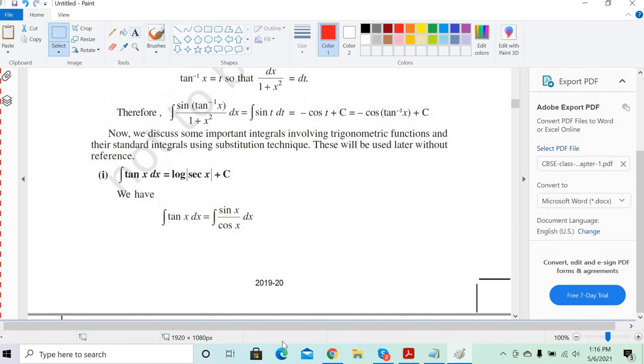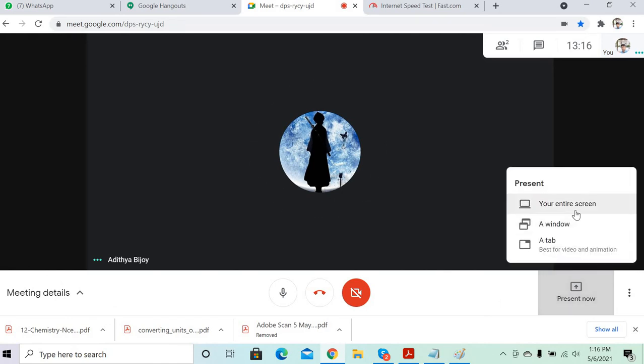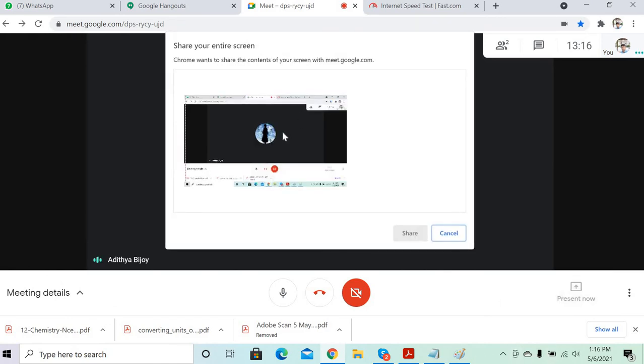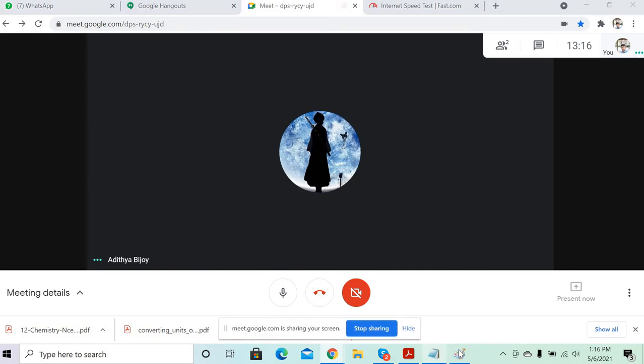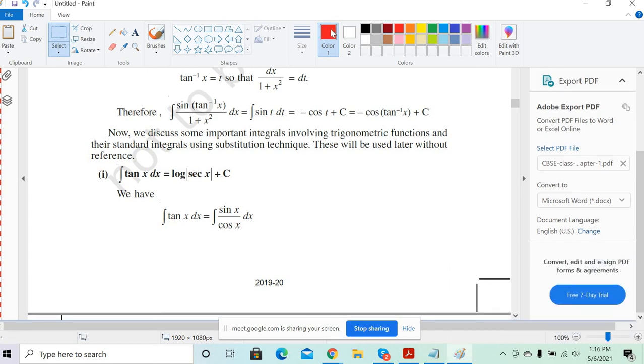Don't worry about it. We'll try to resolve it. You'll get it. So we have the integration of tan x. Can you see the screen now? Yes, sir. Okay, good. So tan x dx is what we need to integrate, right? Tan x we split into sin x by cos x, correct? Yes, sir.